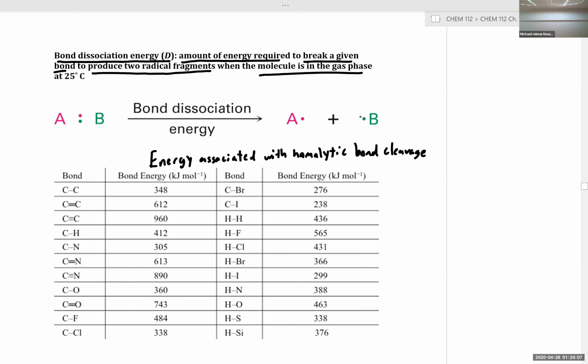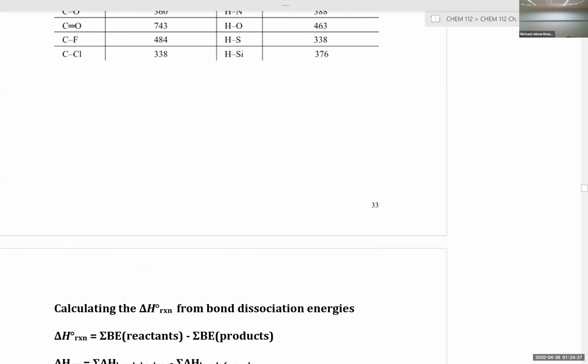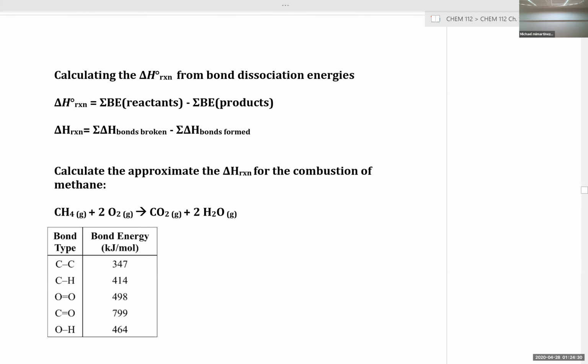Okay? So we can use these bond dissociation energies to estimate, roughly, the amount of energy required to break a bond, and the energy released when a bond is formed. Bonds are stable. So we can use our bond dissociation energies to calculate the enthalpy of reaction. Quite simply, the enthalpy of reaction is the bond dissociation enthalpy for our bonds broken minus the bond dissociation enthalpy of our bonds formed.